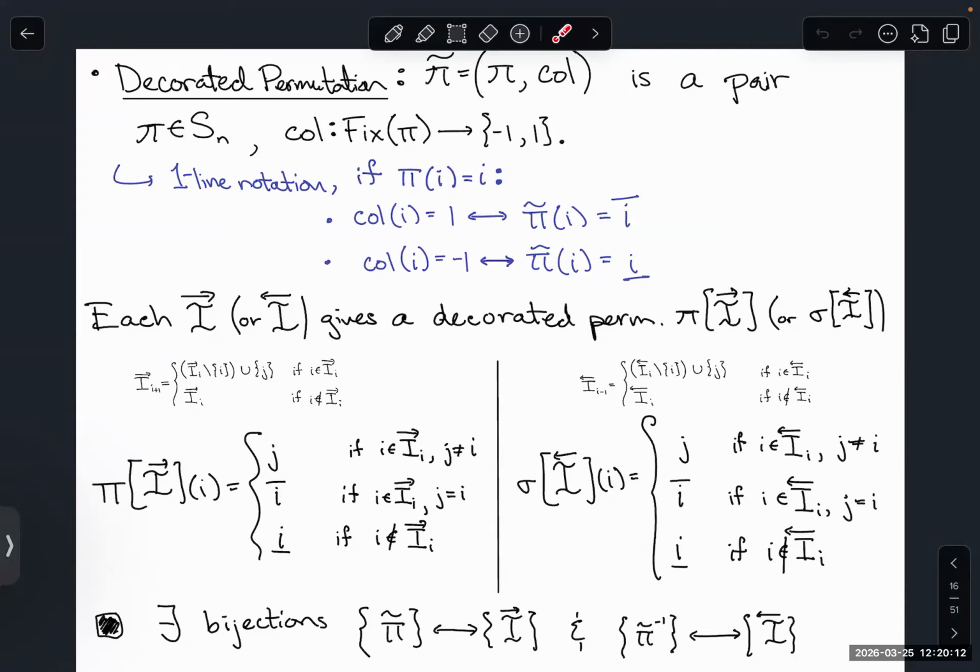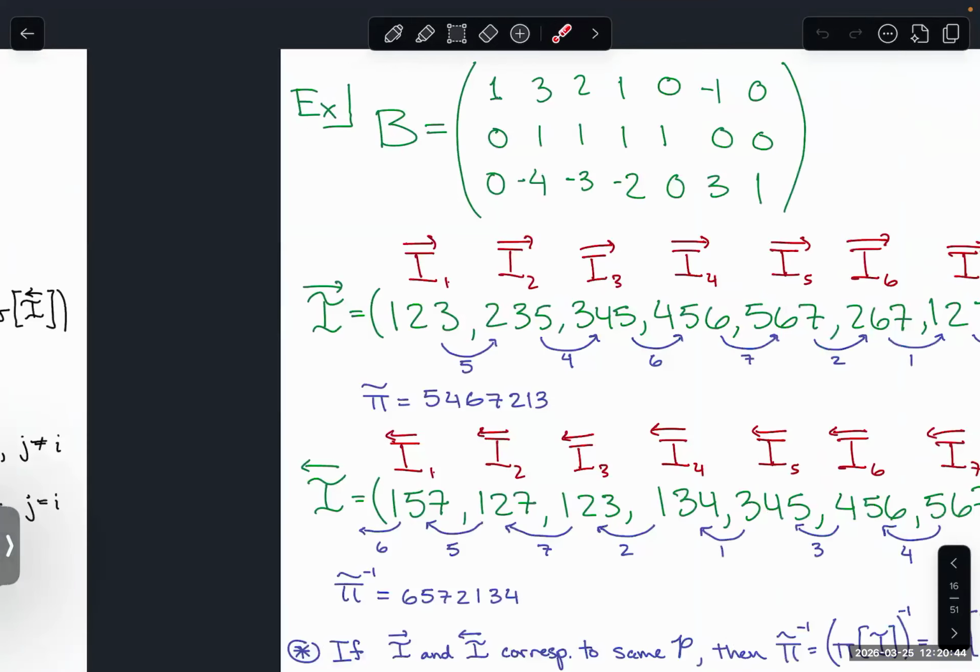And if I was never in this ith Grassmann necklace term, then we get underline I. Very similarly for the reverse Grassmann necklace, it's based on the same relations, just a different exchange. I'm going to black box this for now, but there are bijections between decorated permutations and Grassmann necklaces, and inverse decorated permutations and reverse Grassmann necklaces, as we'll see in our following example.